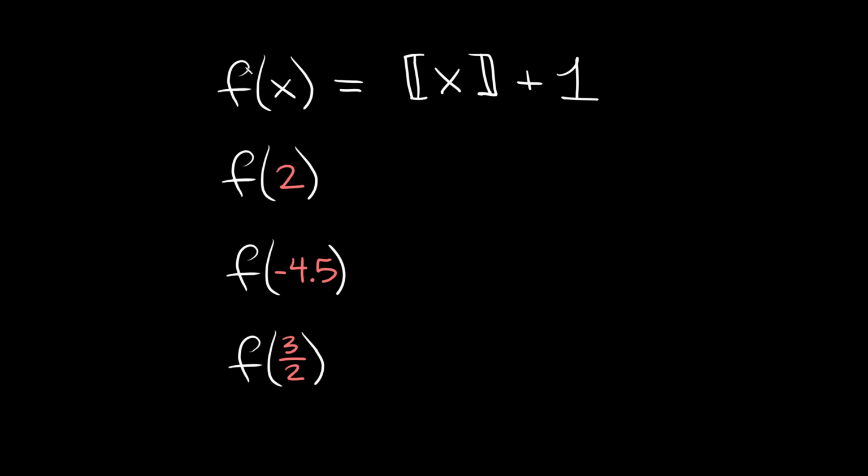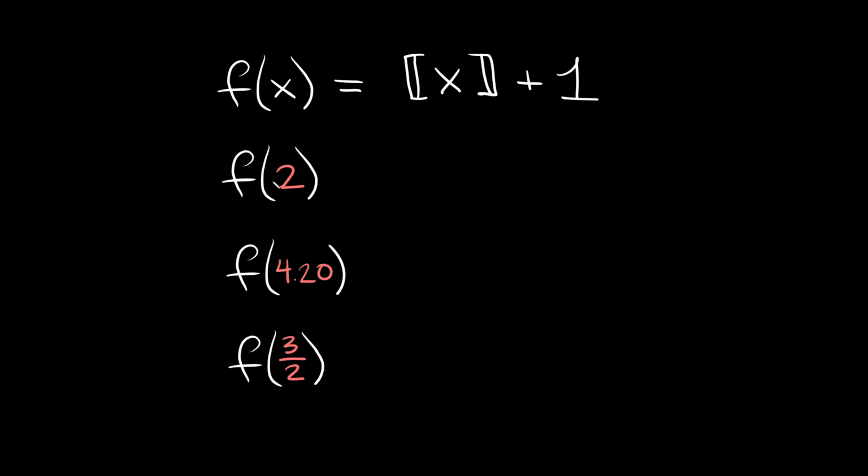Here, f of x is equal to the greatest integer less than or equal to x plus 1. All right, so the way you evaluate a step function is, whatever is inside of these cool looking brackets, you just take that number and round it down to the nearest whole number. All right, don't overthink it. That's literally all you have to do in order to solve this greatest integer less than or equal to x. So let's try a few different examples, all right?